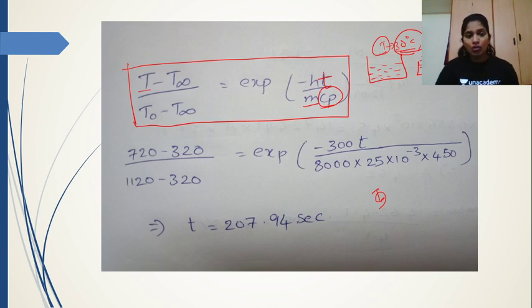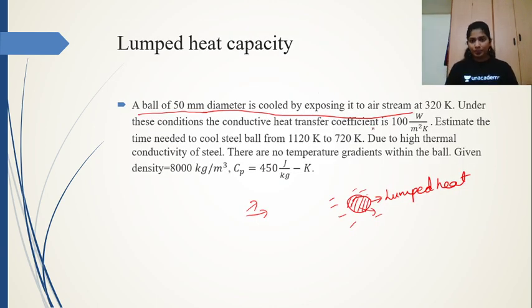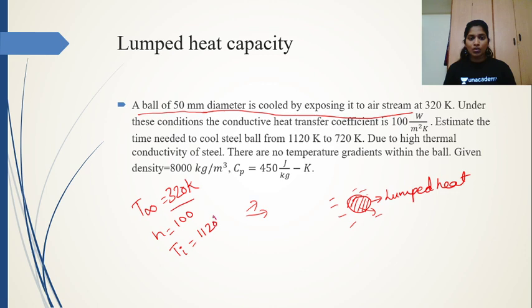Okay, so from this, here we have been given the air stream temperature, right? So we already have data about T infinity. T infinity is 320 Kelvin, and h is also given. h is 100 watts per meter square Kelvin, and we have to estimate the time needed to cool the steel ball from the initial temperature, which is 1120 Kelvin, that is T naught, to T at a particular time. T is equal to the temperature at a particular time, T is equal to 720 Kelvin.